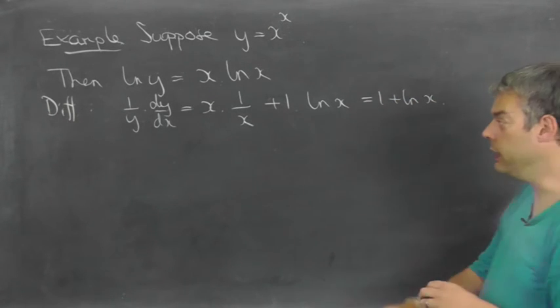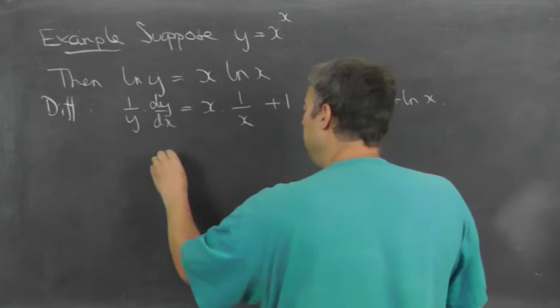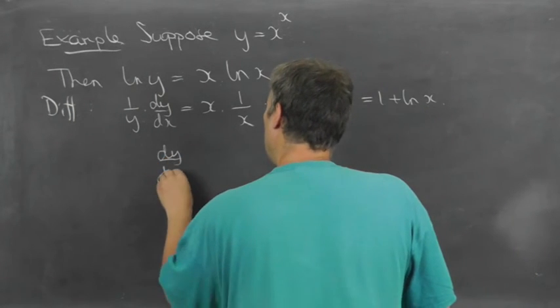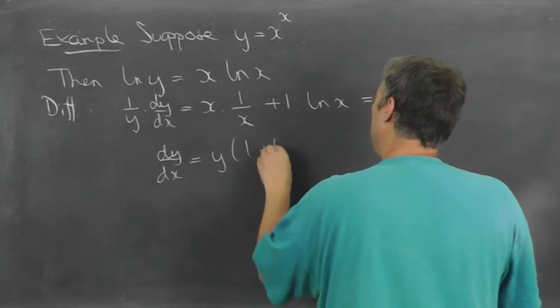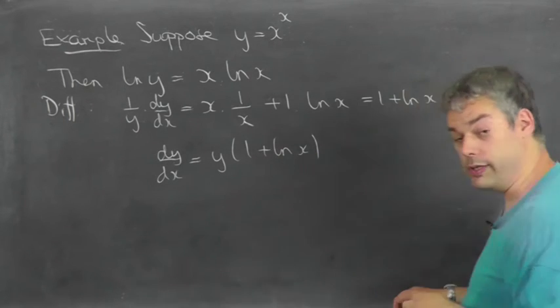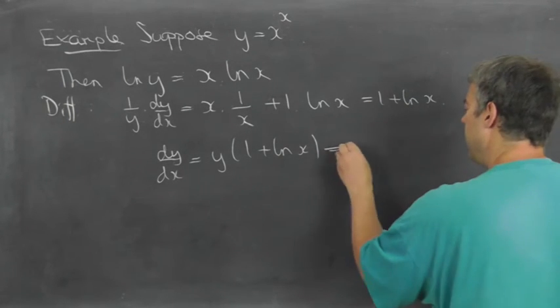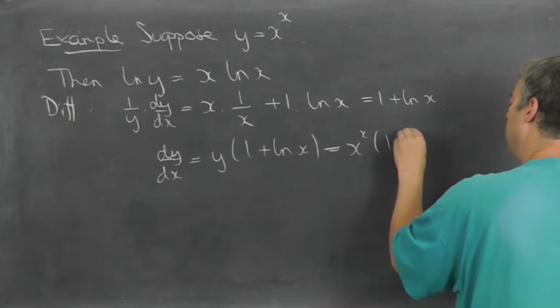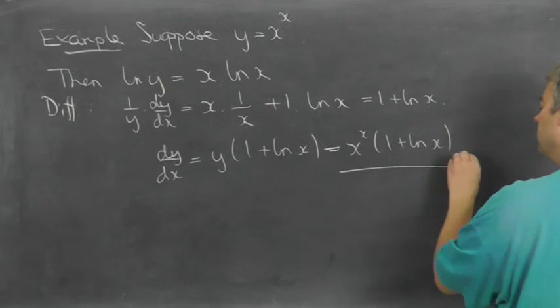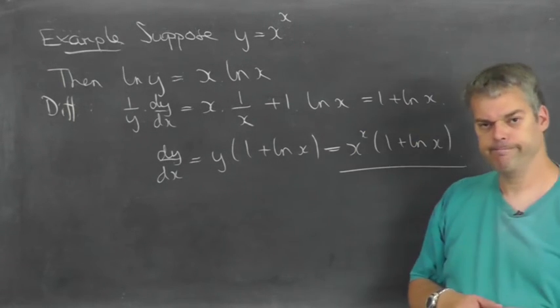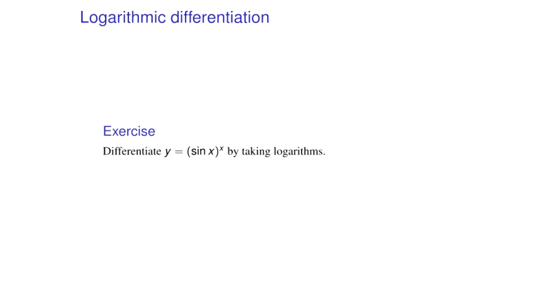And so we can read off then, just multiplying up by y. So dy by dx is y times 1 plus log x. Writing all this in terms of x, y is x to the x, so this is x to the x, 1 plus log x. So again, by taking logarithms, differentiate sine x to the power x using the same method.